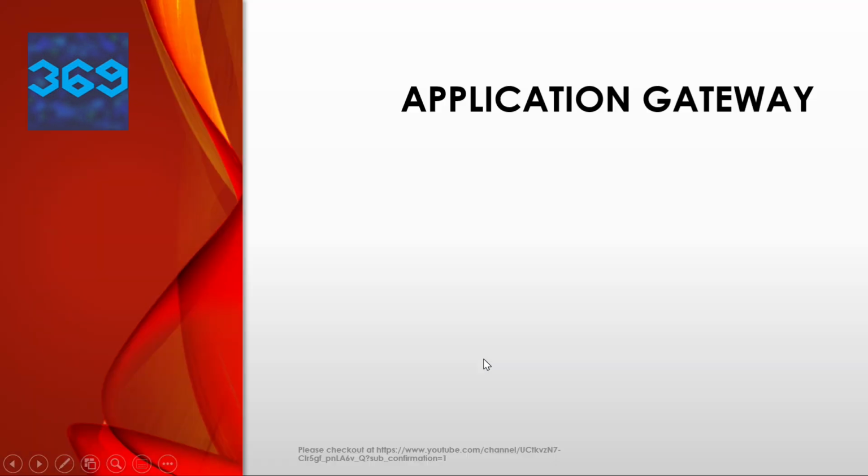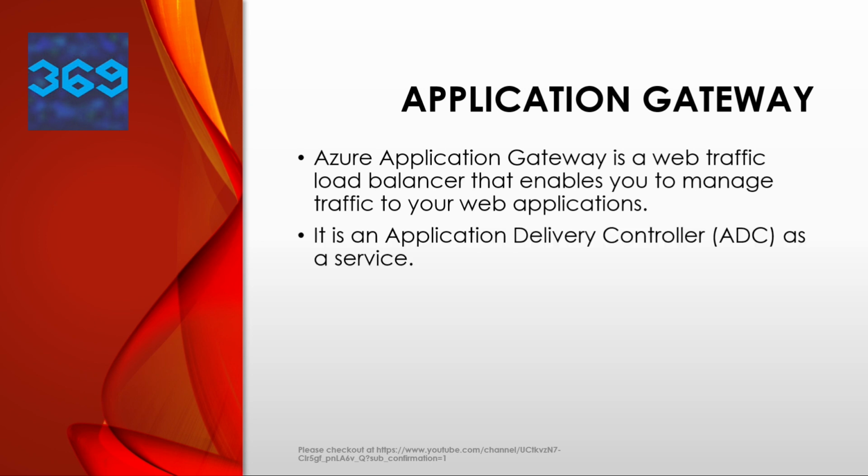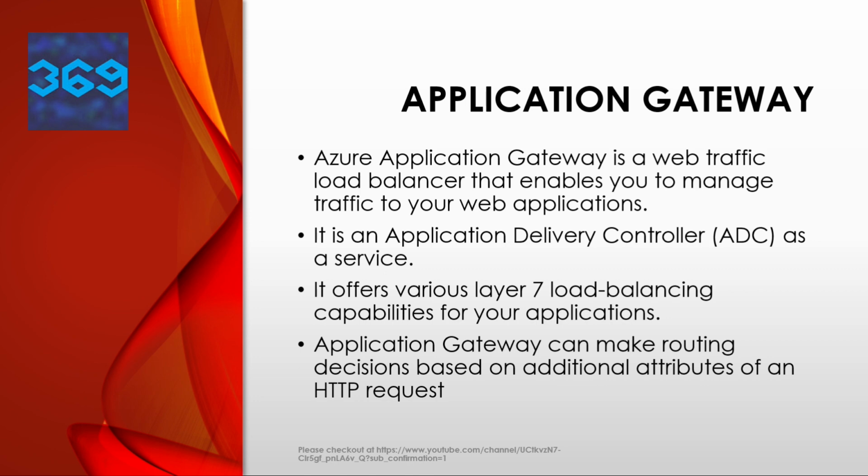All right, let's move to the next one, that is Application Gateway. Azure Application Gateway is a web traffic load balancer that enables you to manage traffic to your web applications. It is an application delivery controller as a service, or ADC as a service. It offers various layer 7 load balancing capabilities for your application. An application gateway can make routing decisions based on additional attributes of an HTTP request, for example, a URI path or a host header. You can route traffic based on the incoming URL.